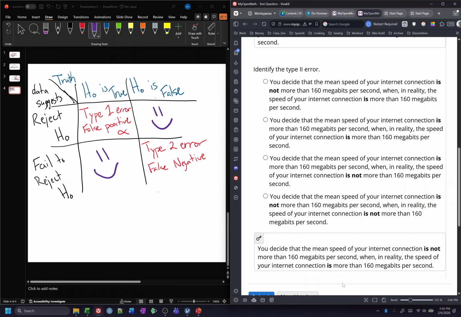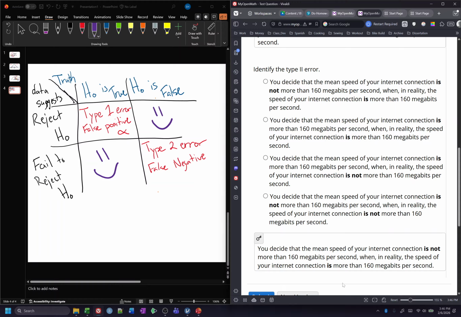That's how you go through and look at type 1 and type 2 errors. We never know if we actually have made a type 1 or a type 2 error, but we know what we're at risk of. If we reject the null hypothesis, we are at risk of making a type 1 error. If we fail to reject the null hypothesis, we are at risk of making a type 2 error.